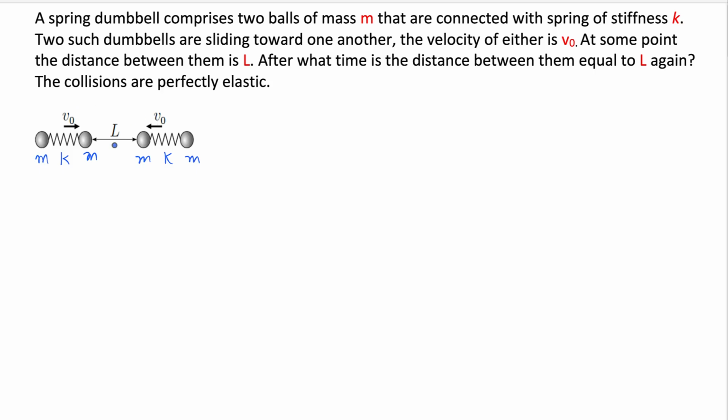And the distance between them, from the balls which are leading towards each other, is L at that moment. So the question is, after what time is the distance between them equal to L again, assuming that the collisions are perfectly elastic. So if you see, what happens is that these two are approaching each other and will collide at the middle point somewhere here. They will collide with each other and then go back, and then we need to analyze what happens. Okay, so let me first give you some concepts here.